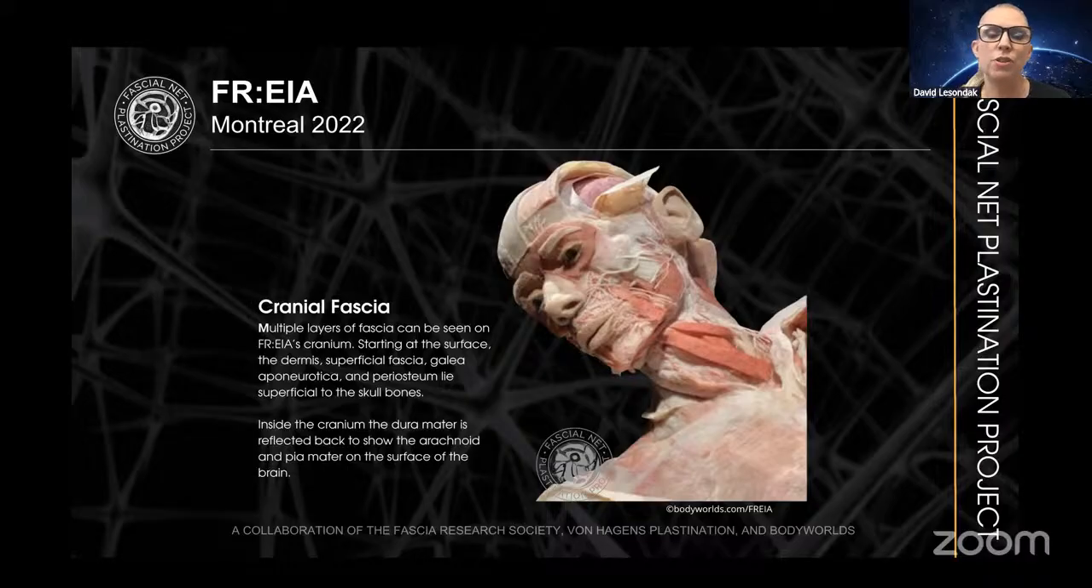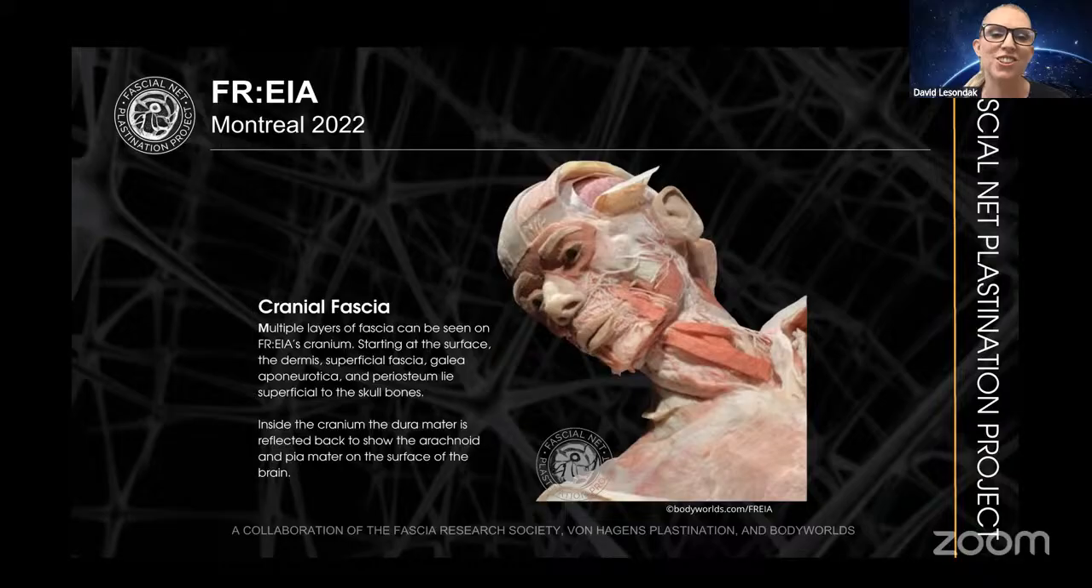Starting with her cranial fascia, you can see right above her eyebrows in the center of her skull, the skin still remains. And that's starting at the surface, at the dermis, the beginning of the fascial system. And then going deep to that, the superficial fascia was revealed, followed by the galea aponeurotica, and then the periosteum that all lies superficial to the skull bones.